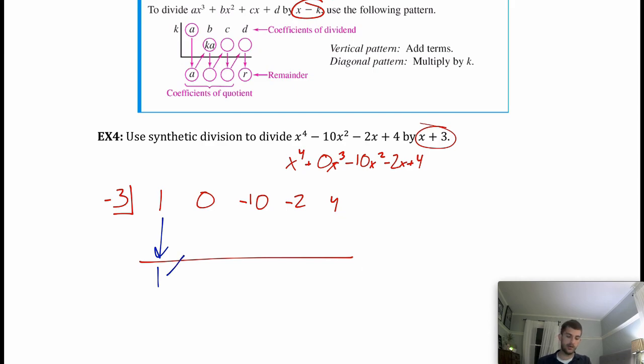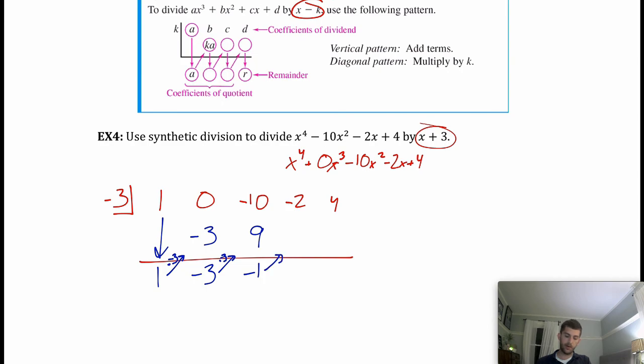Now I'm going to take that 1 and we're going to keep multiplying by that number that's in the box. We're going to multiply by negative 3. 1 times negative 3 is negative 3. Now we're going to add those two numbers, the 0 and the negative 3 in that column. We're going to get negative 3. We're going to multiply that by, again, that original negative 3. Again, what's in that box there? So multiplying negative 3 times negative 3, we get positive 9. We're going to add negative 10 and positive 9, we get negative 1.